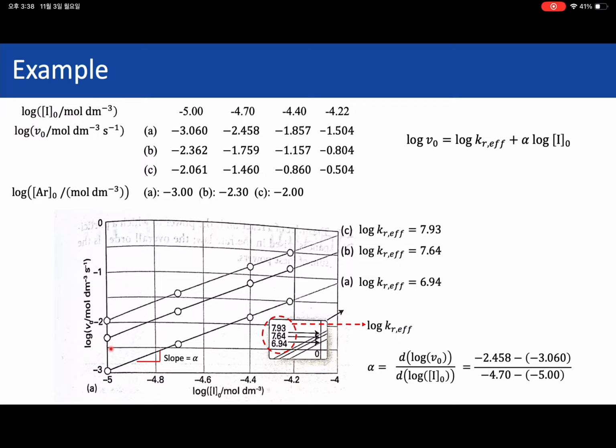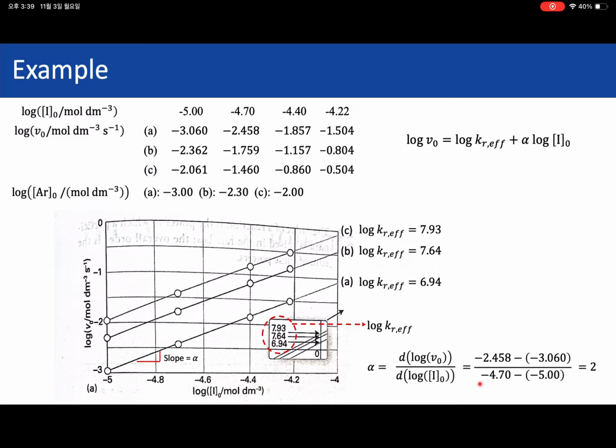Yeah, I think it's AB. So, this point and this point, right? Yeah, so we can use those two data points. The change in log V0 is the change between those two values, and the change in the x-axis is the change in those two values, which is like this. So then the alpha becomes 2.